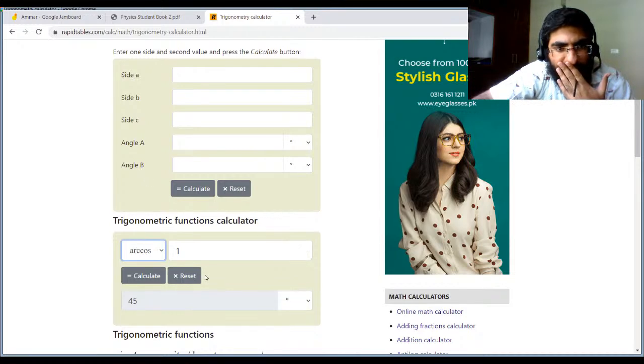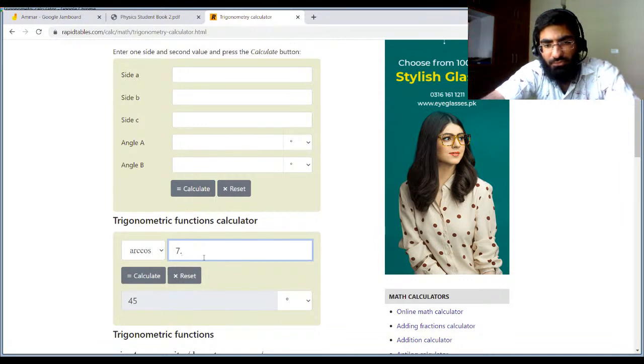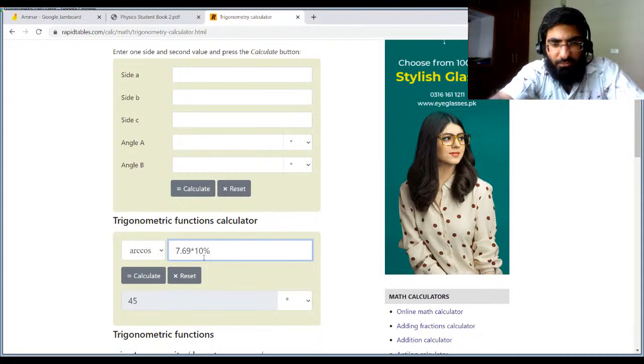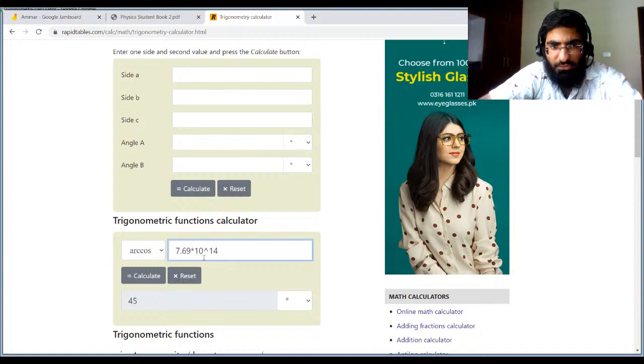7.69 into 10 raised to the power 14. Into 10 raised to the power 14. 14 or minus 14? 14 divided by 1, which is that itself. This is cos inverse, right?